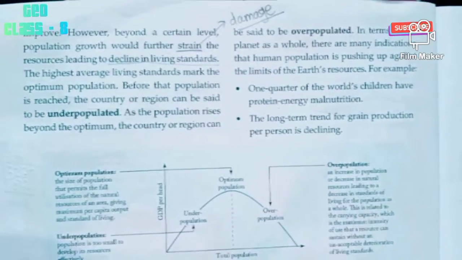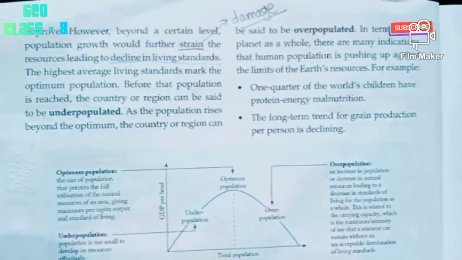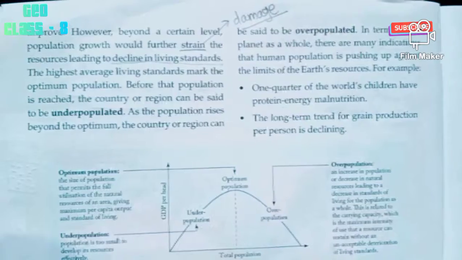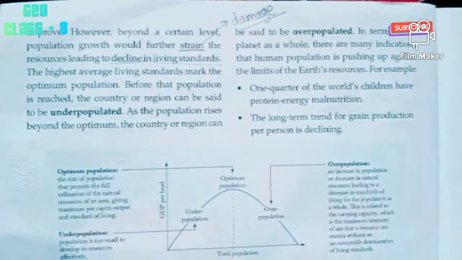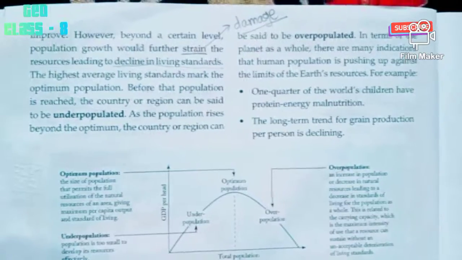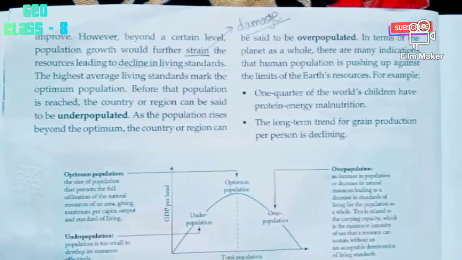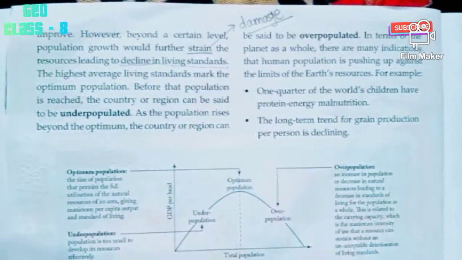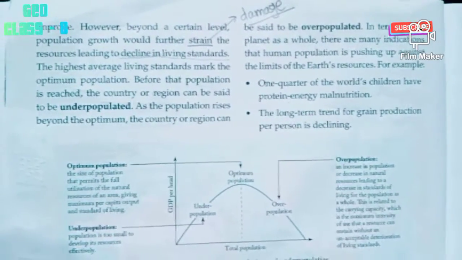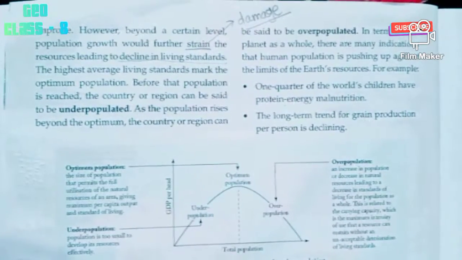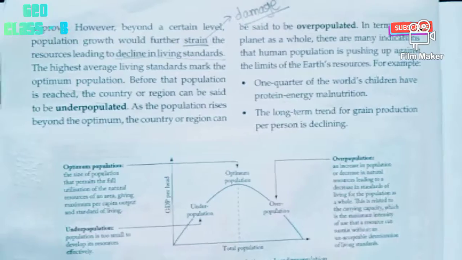In the sense, the countries that manage the optimum population will definitely have a standard living, but if they cross that optimum level, definitely the resources become less and the population becomes more, so there is an imbalance, and because of that we can see the standard degrades. That's why every country needs to focus on the optimum population.